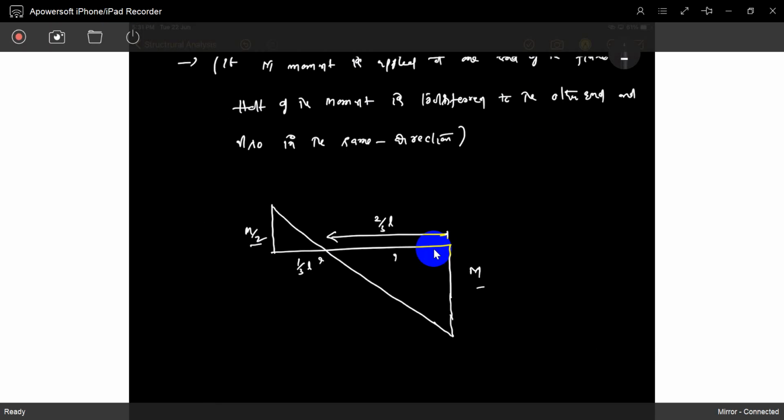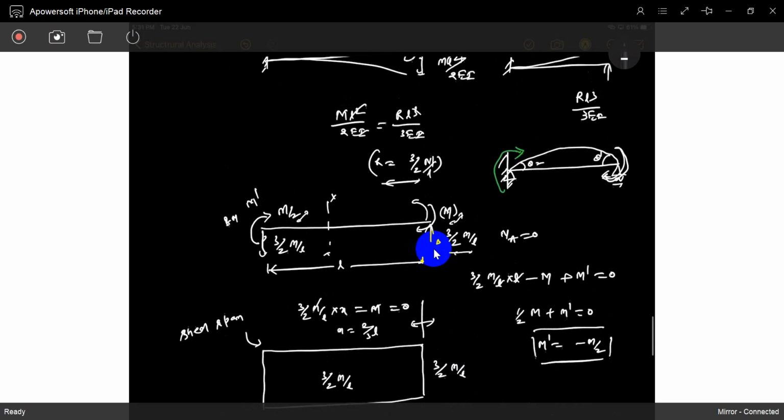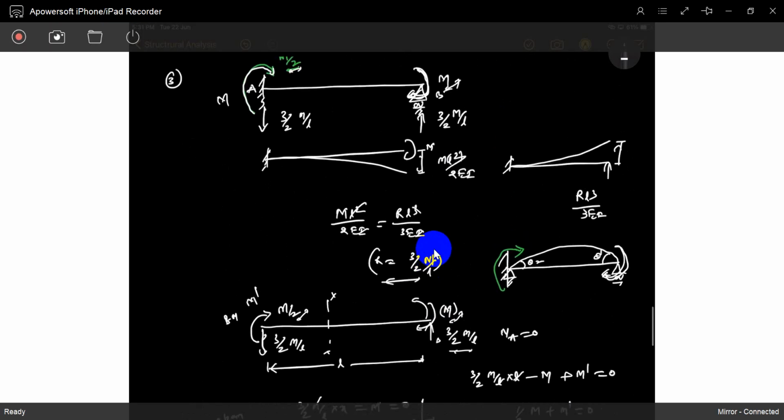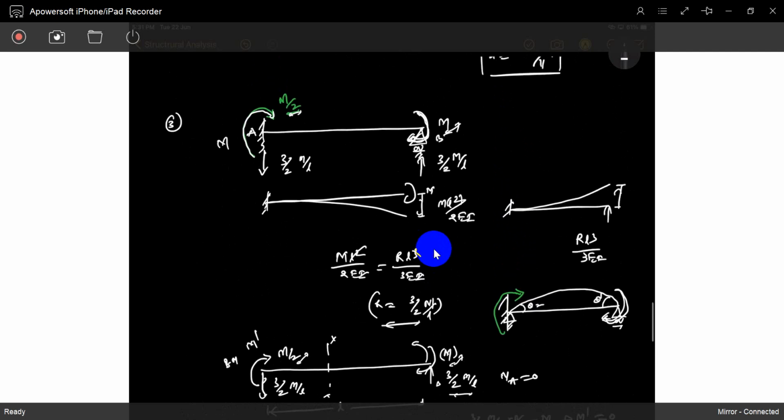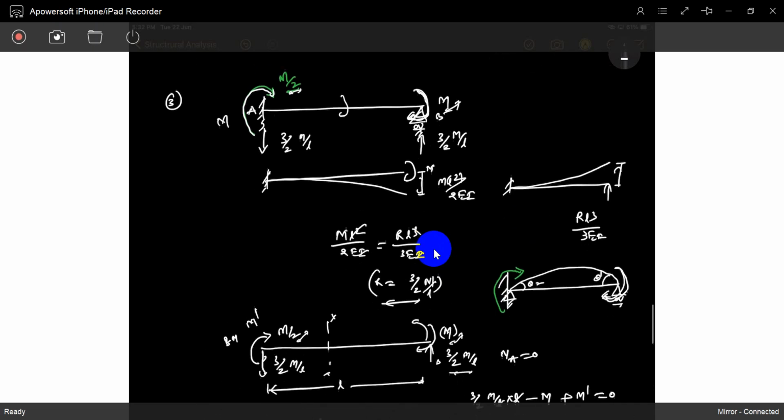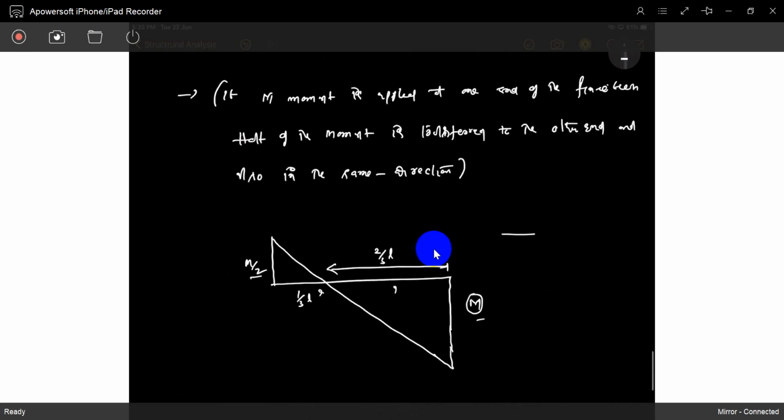I won't feel that. So this is a concentrated moment. If any concentrated moment is applied at some other section, and also if a concentrated load is applied at the center, what will happen? You have to feel that. You can easily calculate it also. Just see it. I will give a small example.